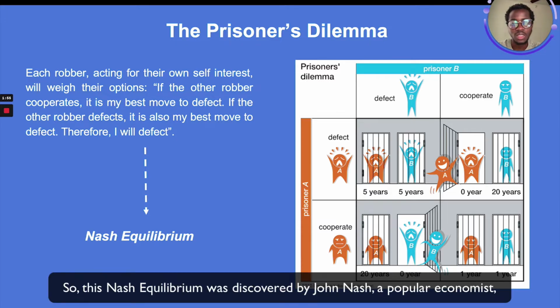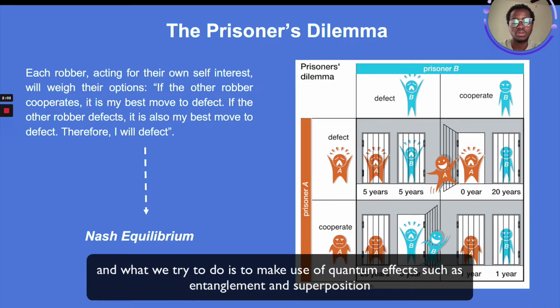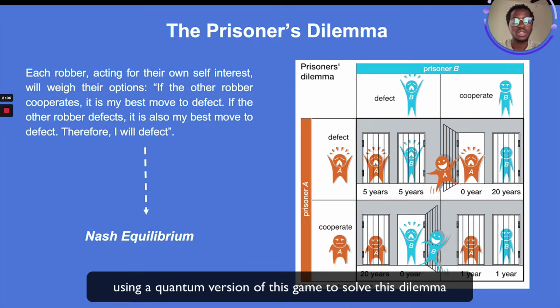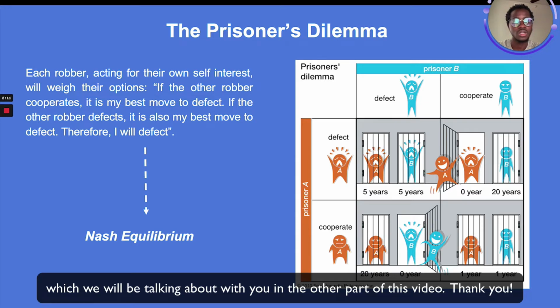This Nash equilibrium was discovered by John Nash, the popular economist, and what we try to do is make use of quantum effects such as entanglement and superposition, and build a quantum version of this game to solve this dilemma, which we'll be talking about with you in the other part of this video.